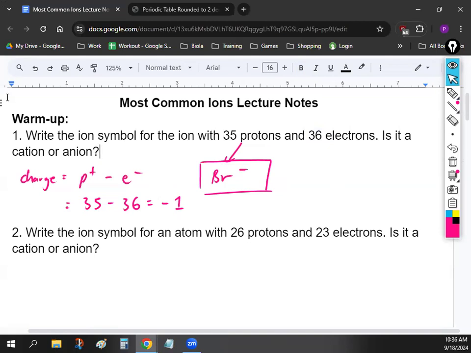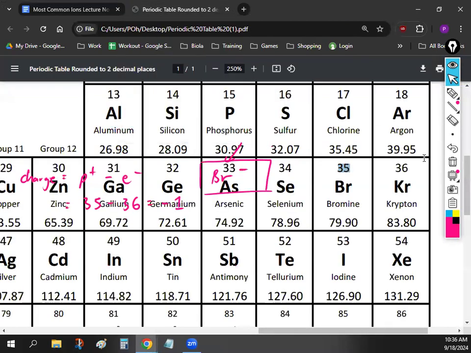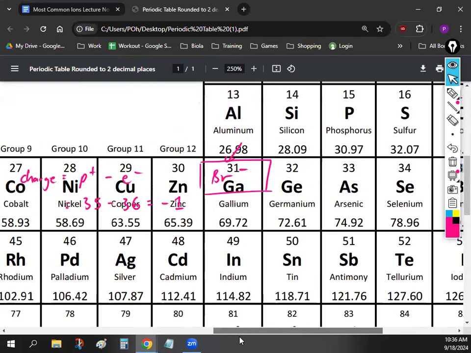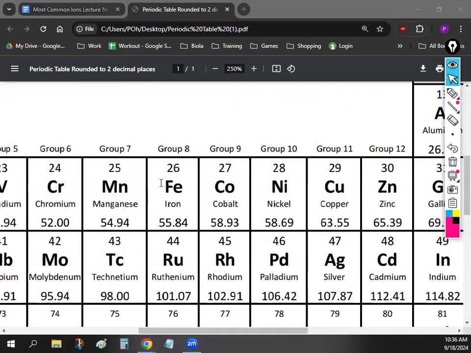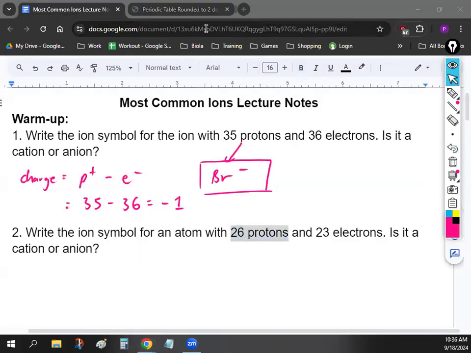Okay, very similar for number 2. We're going to look at the atom that has 26 protons. So we just go to the periodic table and look for the element that has 26. We scroll a little to the left, and you'll see that 26 is going to be iron, Fe. So 26 tells us that it is Fe.